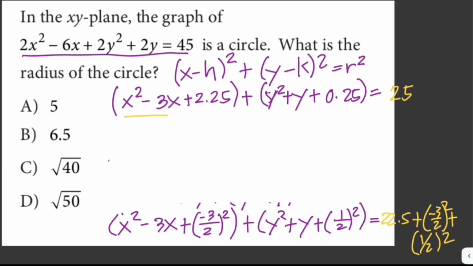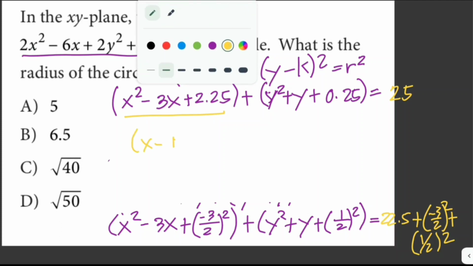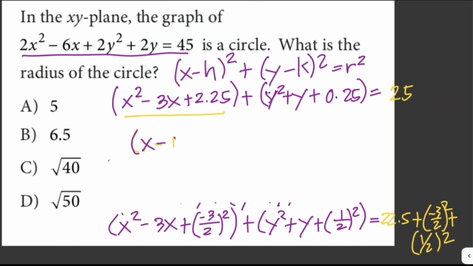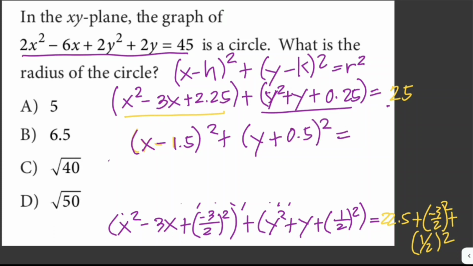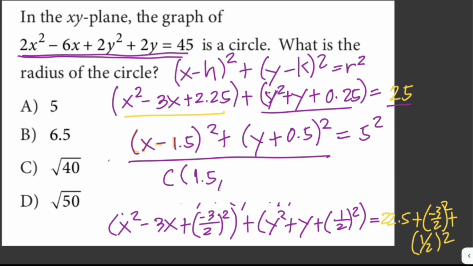Now we can write this equation here as x minus 1.5 squared and this equation here as y plus 0.5 squared. Then we can write 25 as 5 squared. And now we have already written the equation of the circle in standard form with center (1.5, negative 0.5), and our radius is just equal to 5. Therefore, the answer here is letter A.